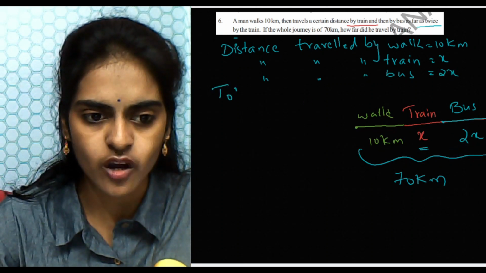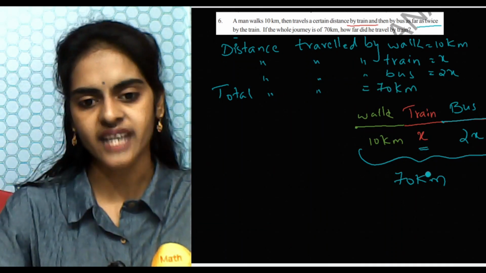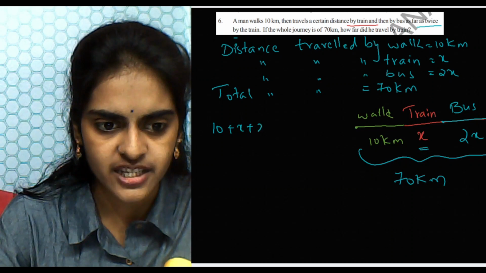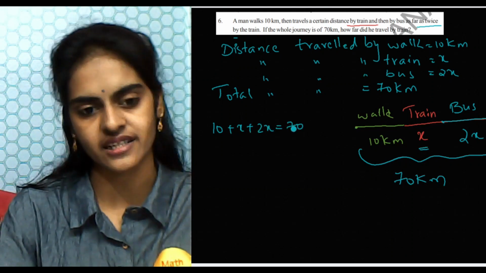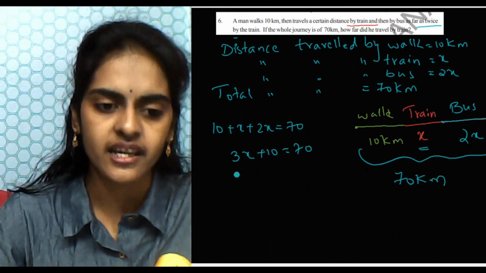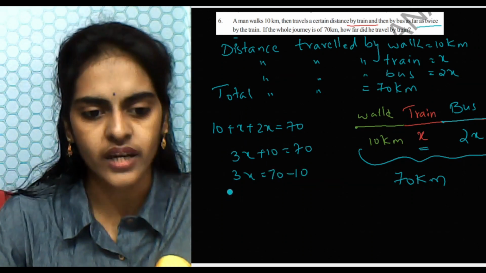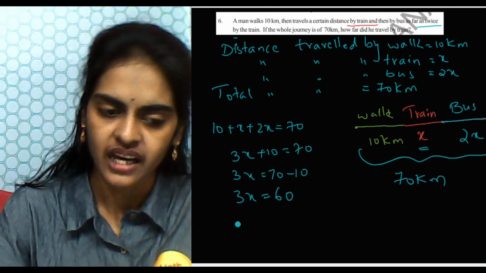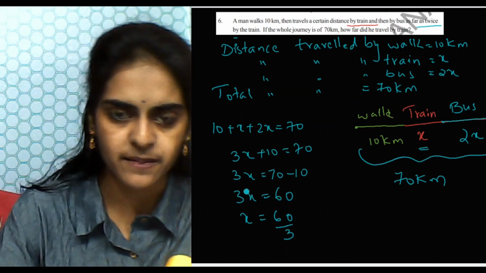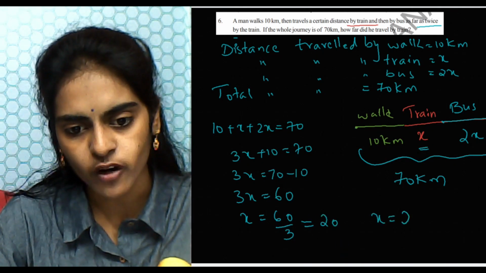Now total distance traveled is how much? It is 70 kilometers. That means adding all these three, I have to get 70. So 10 plus x plus 2x should be 70 kilometers. So x plus 2x is 3x, plus 10 is 70. So 3x is equal to, let me send this 10 to the other side, 70 minus 10. So 3x is nothing but 60. Clear? So what is the value of x? x is 60 divided by 3. Here 3 is in multiplication, going to the other side becomes division. So 60 divided by 3 is 20. So I got the x value as 20.